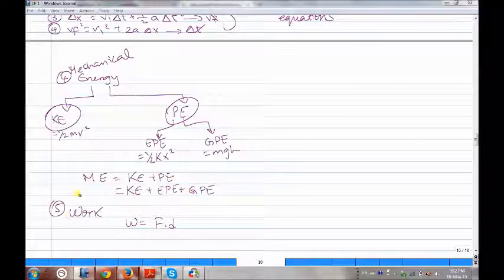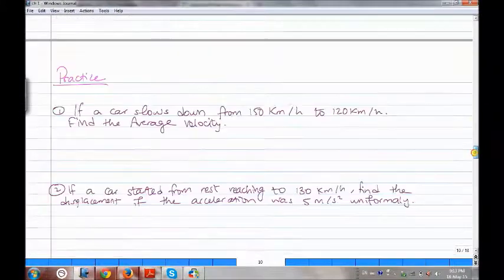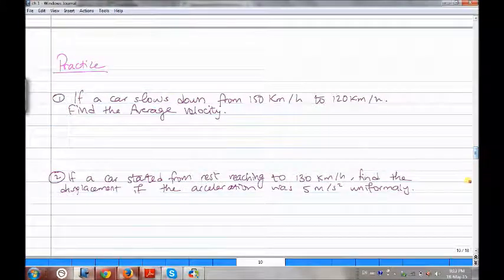Now the fifth one is work, which equals force times distance, and so on. We have more. So now let's go to the examples that we have.